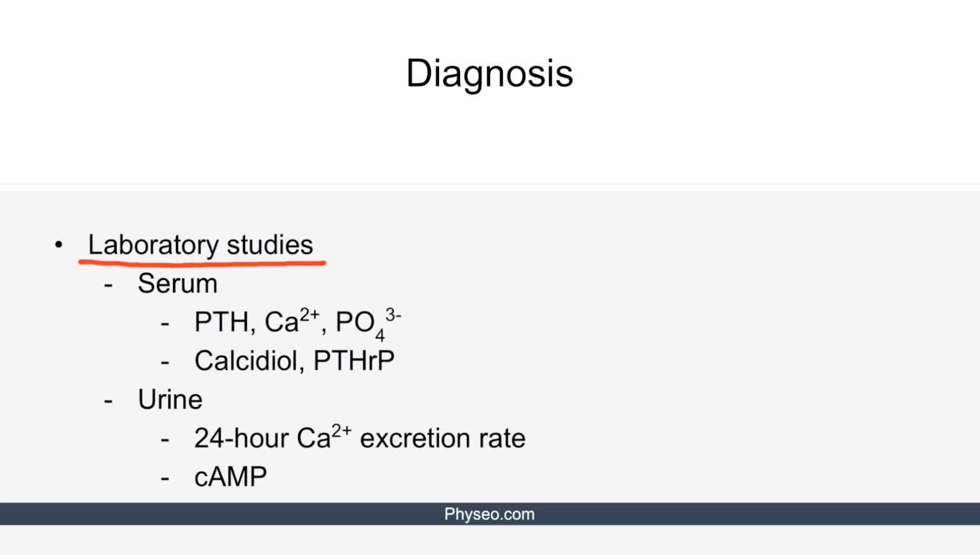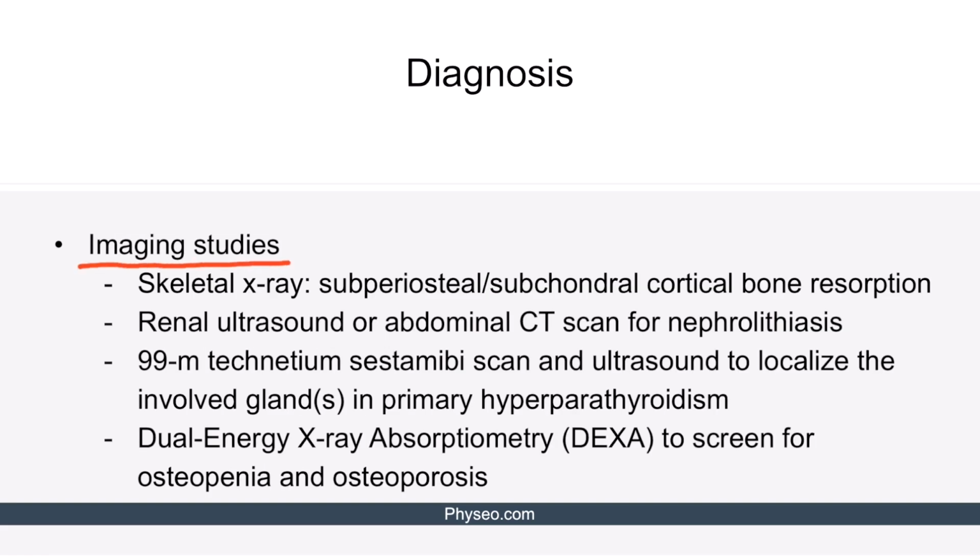cAMP is the second messenger used by PTH. Whenever PTH works on the kidneys, urinary cAMP increases. Therefore, the patient with PTH-dependent hypercalcemia will have high urinary cAMP, while those with PTH-independent hypercalcemia will have normal or low urinary cAMP. Let's discuss the imaging studies now.